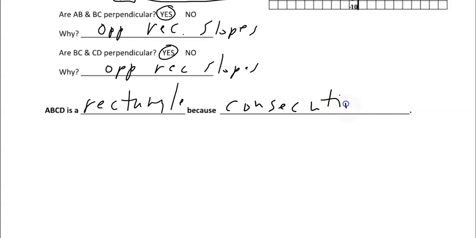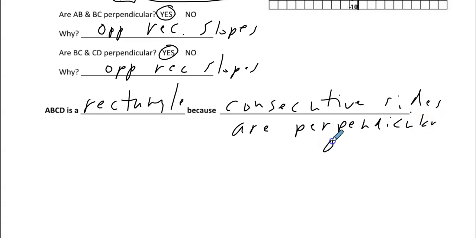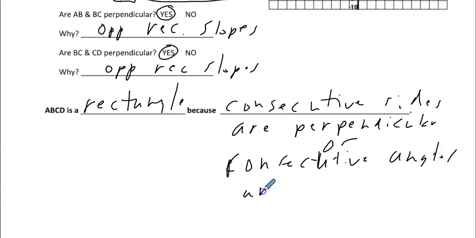Consecutive sides are perpendicular. Or you could say consecutive angles are opposite reciprocal. And that's it. That's going to be your test.